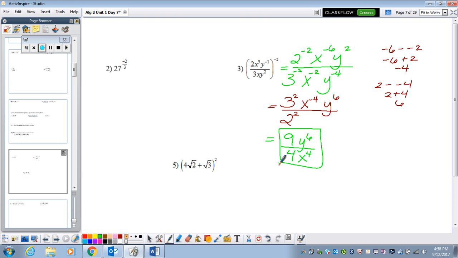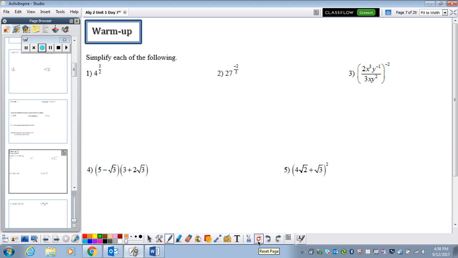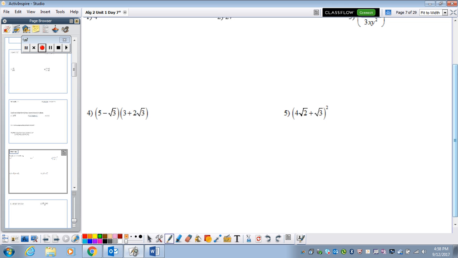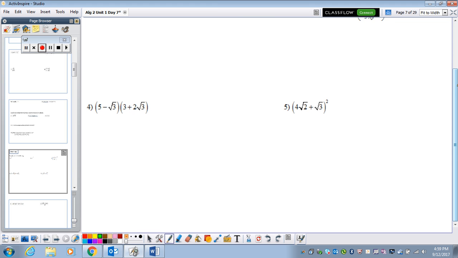All right, let's look at 4. Number 4 is a FOIL problem. First times first, outer times outer, inner times inner, last times last. First times first is 15, just 5 times 3. Outer times outer, outer times outer.